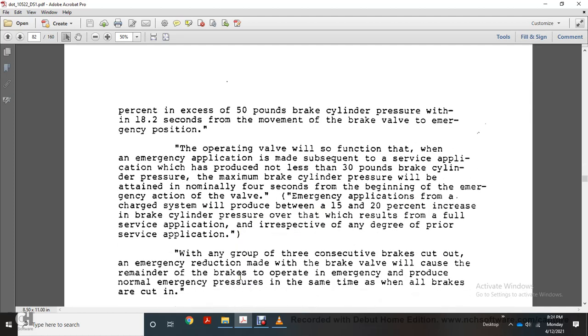With any group of 3 consecutive brakes cut out, an emergency reduction made at the brake valve will cause the remainder of the brakes to operate in emergency and produce the nominal emergency pressure within the same time as if all the brakes are cut in.